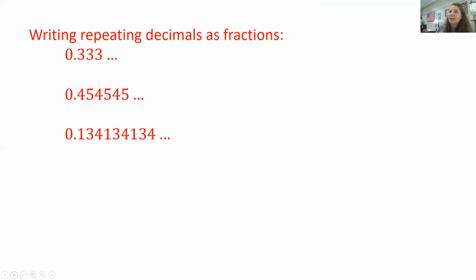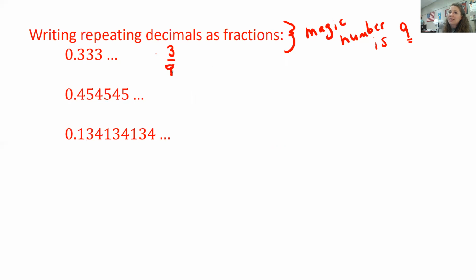All right, so we're going to practice writing repeating decimals as fractions. When you think about this type of problem, the magic number is 9. However many digits you have repeating, that's how many 9s you're going to write. So 0.333, how many numbers are repeating? Just one. The number 3 repeats. So we would write 3 over 9.